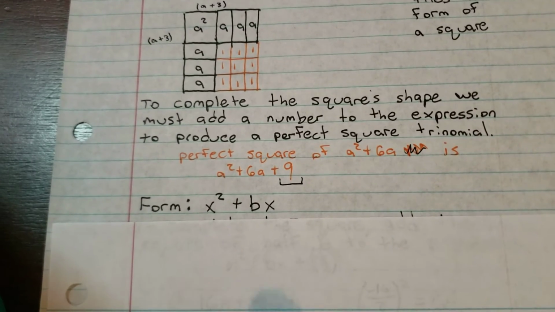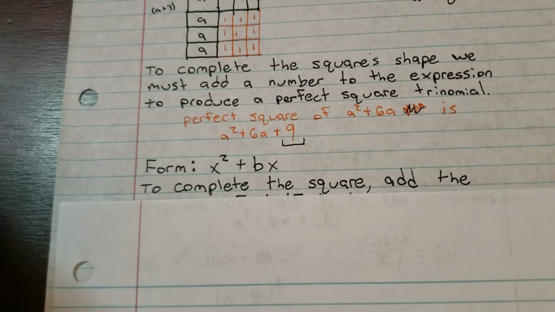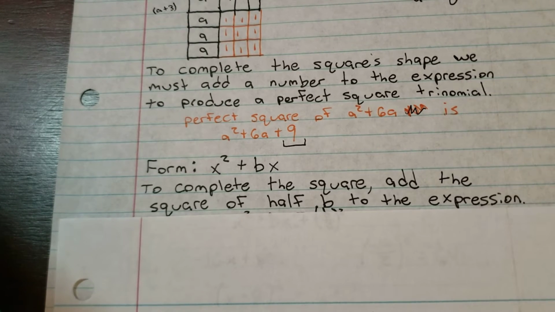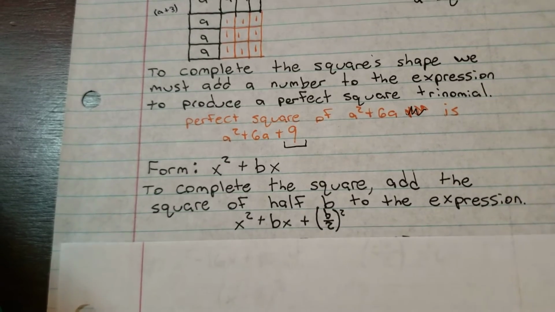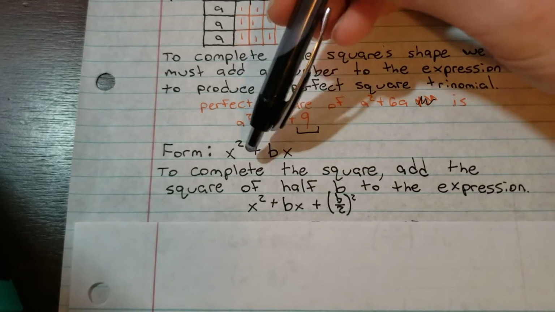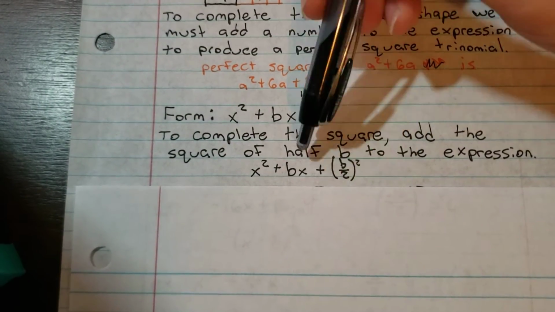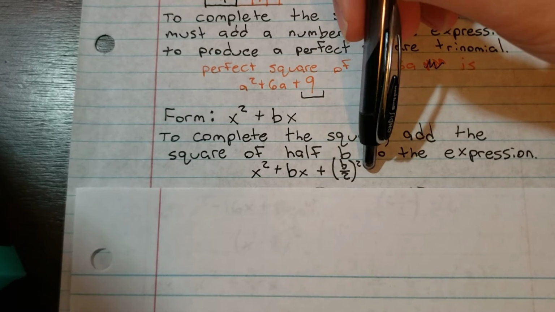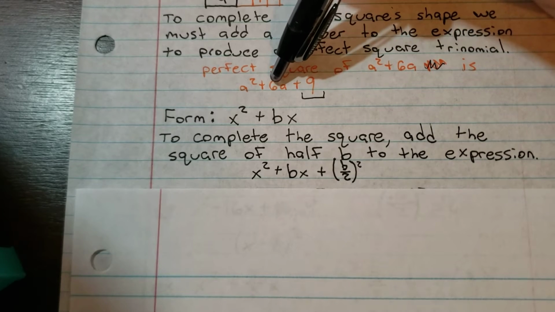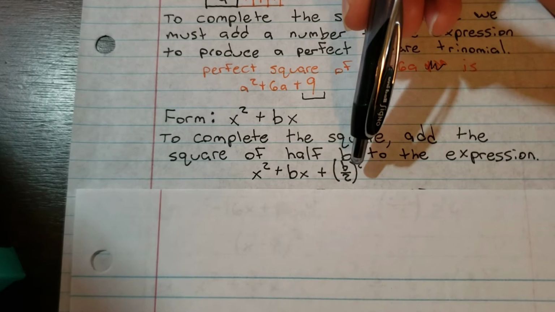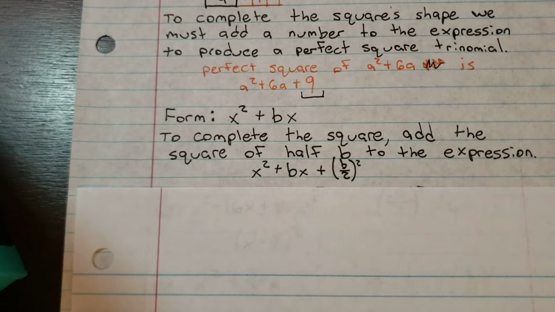Let's say we've got x squared plus bx. To complete the square, add the square of half b to the expression. So to complete this expression, we're going to add b over 2, that's half b, and then square it. So we did that up here. Our b term here is 6, b over 2 is 3, 3 squared is 9. So we added 9 to complete this square.